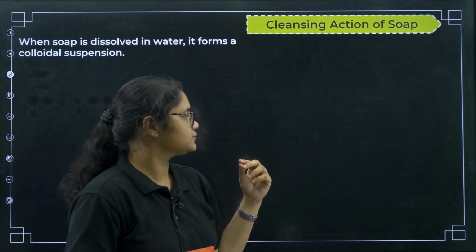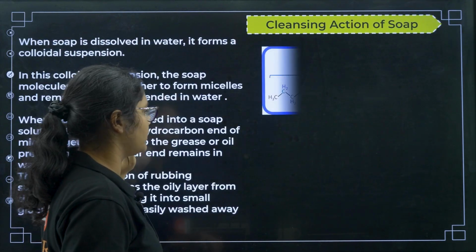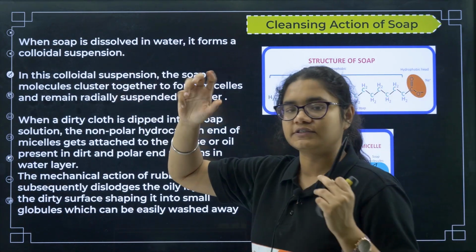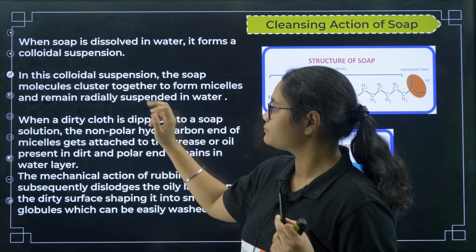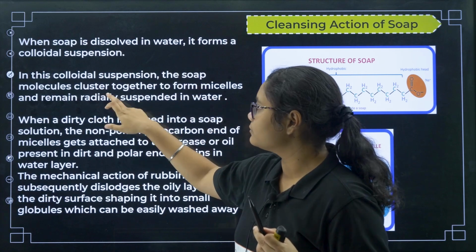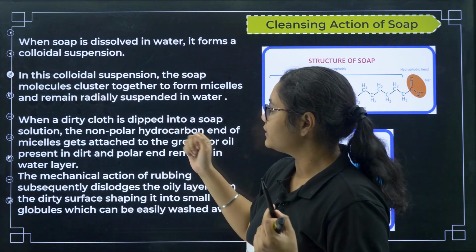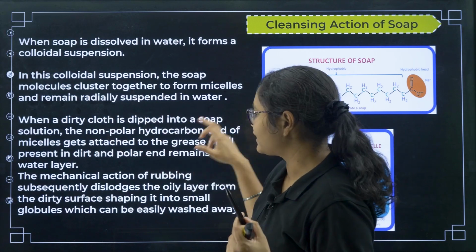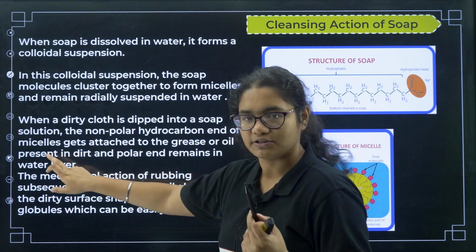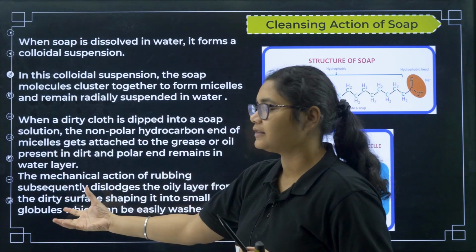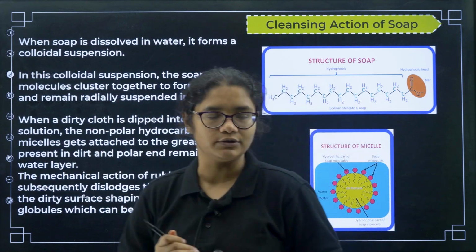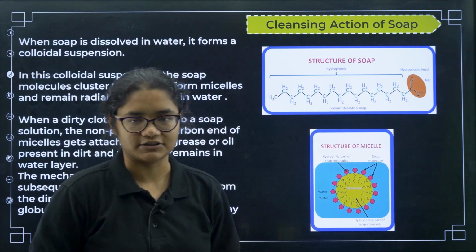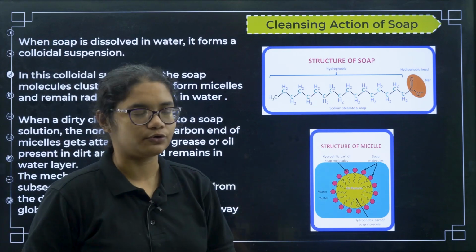Now for the cleansing action of soap, you should write it in these points only. I have explained it to you in detail. When soap is dissolved, first it forms a colloidal suspension. Next point, the soap forms micelle structures. Third point, the oil part of the grease on the dirty cloth is attracted towards the non-polar end of the micelles, and then when we rub it, the dirt comes out. That's all you need to write. And here is the structure of the soap, and here is the micelle action. These two diagrams you also need to draw.